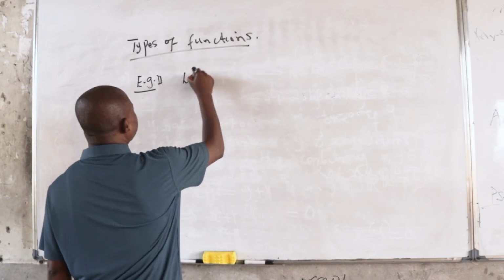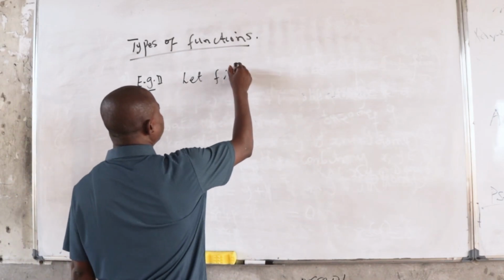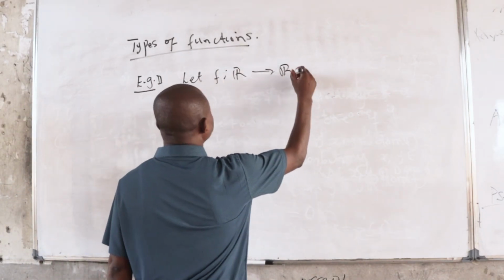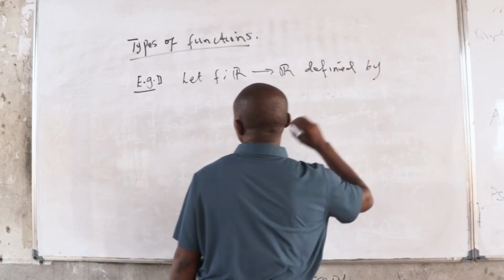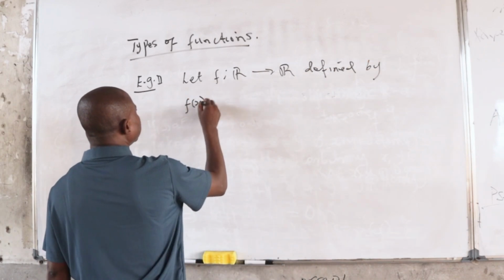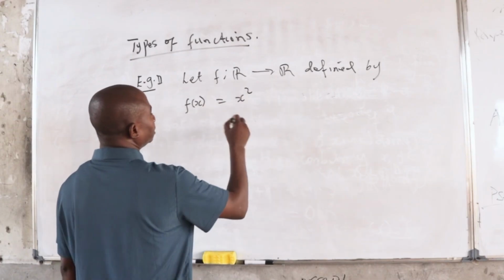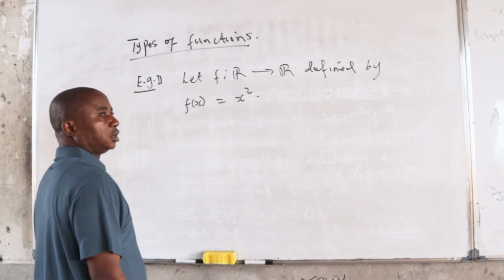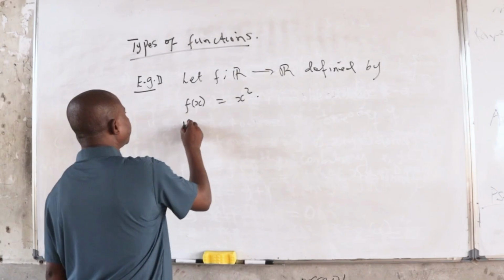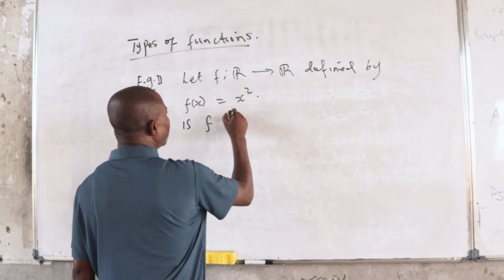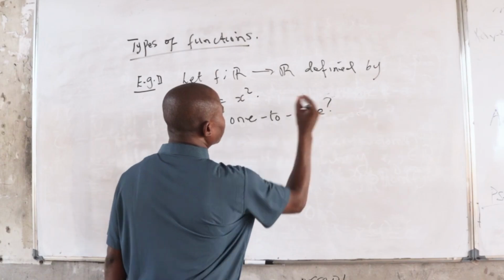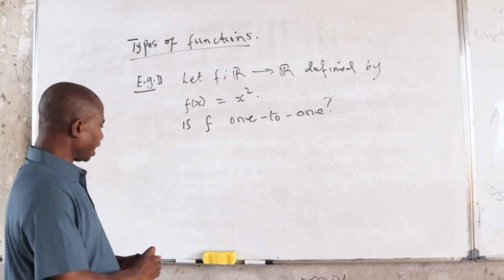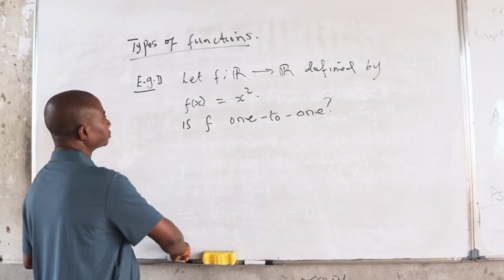So let's take f from R into R. Definition is this: f of x is equal to x squared. Good. The question is, is f one-to-one?